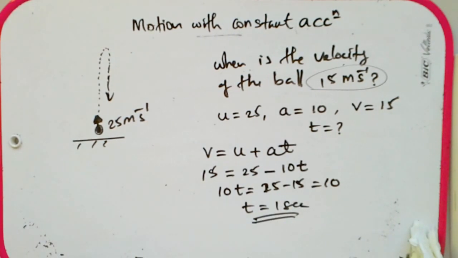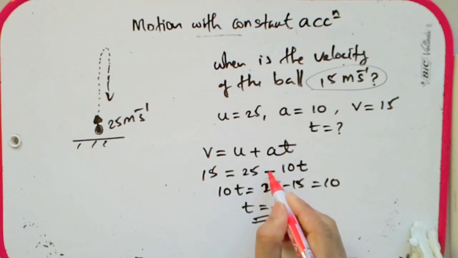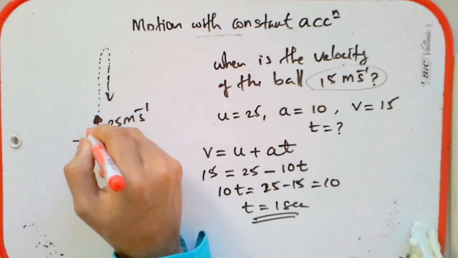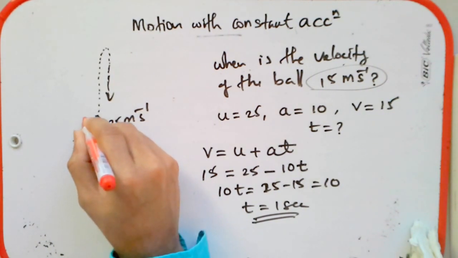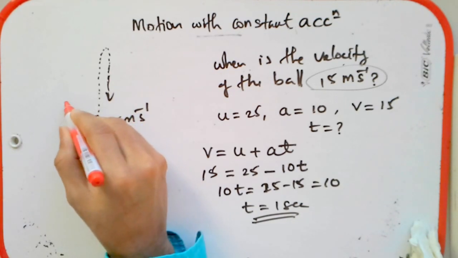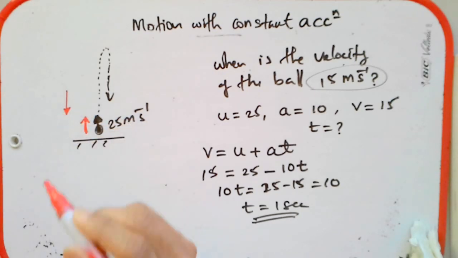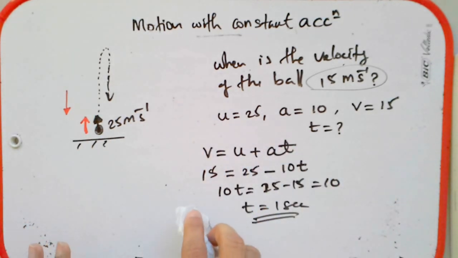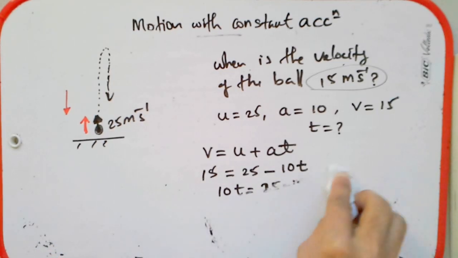I hope you got the idea here why I put the minus sign. Because we throw the ball upward, the direction of the velocity is upward. But remember, gravity is always in the opposite direction. Gravity is always towards the ground. That's why I put the minus sign here. So we'll move to the next part of the same problem.